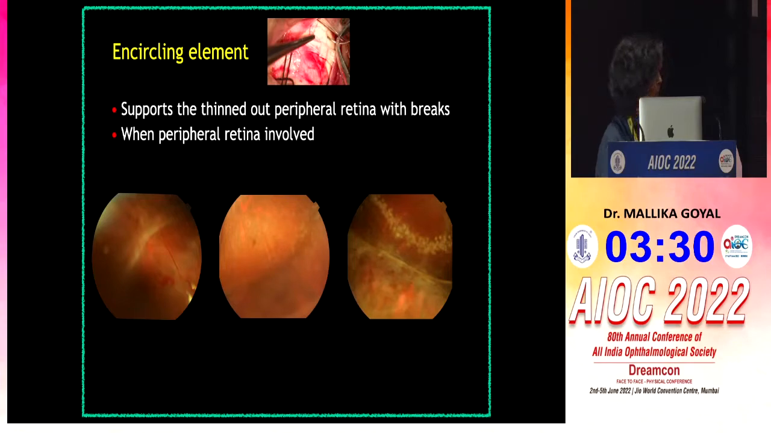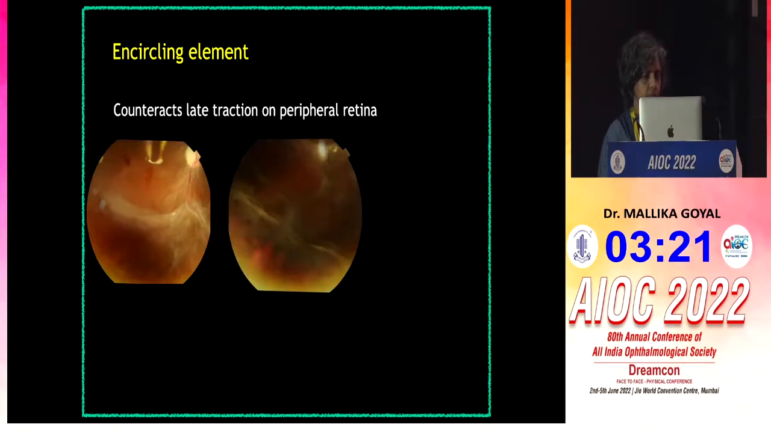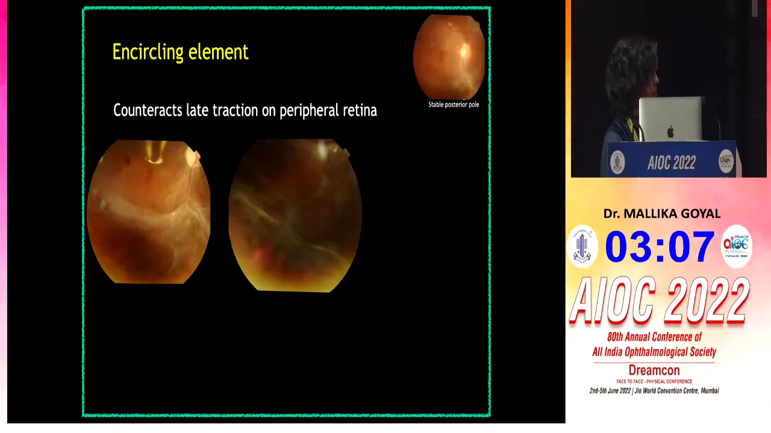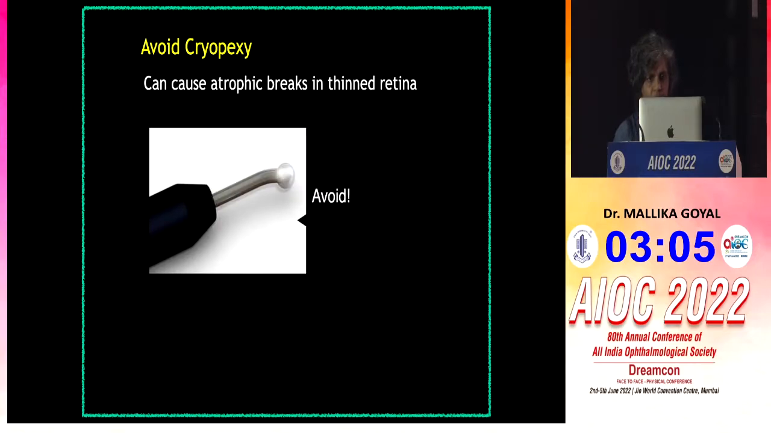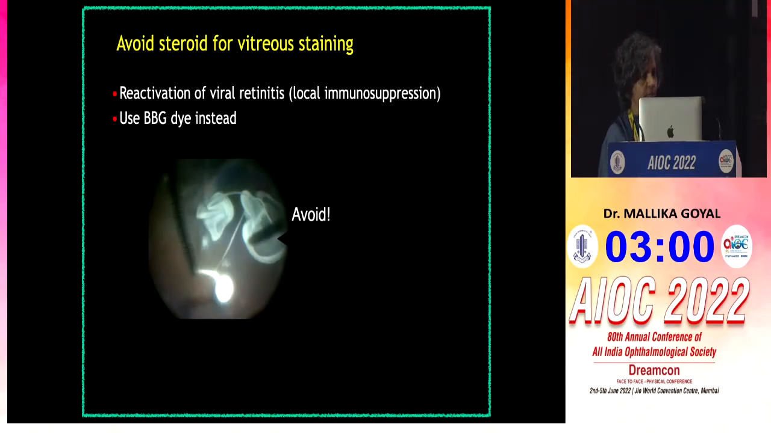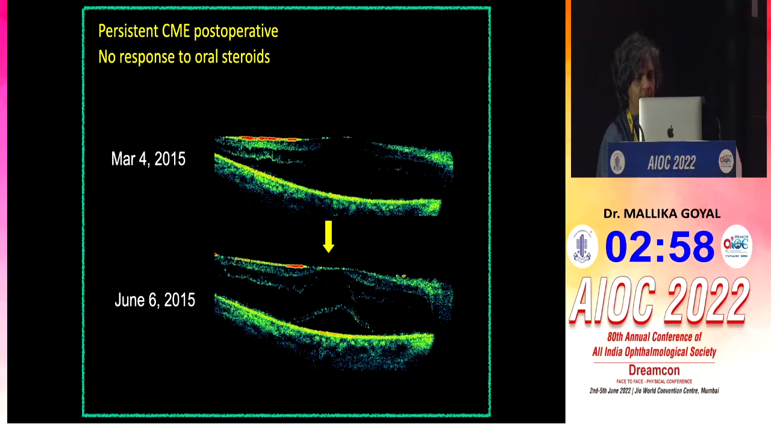Now in these patients, again, it's good to use an encircling element, because there are peripheral breaks which can be supported well by the band. And also late traction can happen, especially in ARN. Traction and PVR is not a feature of CMV retinitis, but of ARN. And there the late traction can be counteracted. Though you can have a very good posterior pole, the periphery is supported well. As I said, avoid cryopexy to avoid atrophic breaks, and also avoid triamcinolone, which can reactivate the virus.